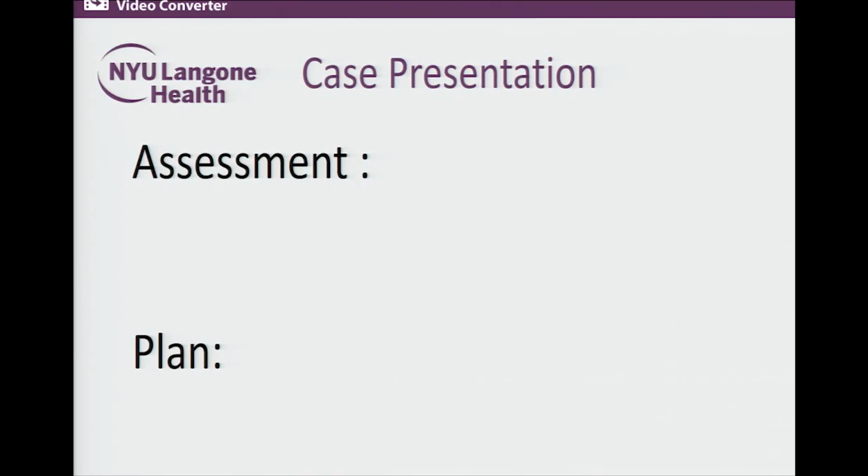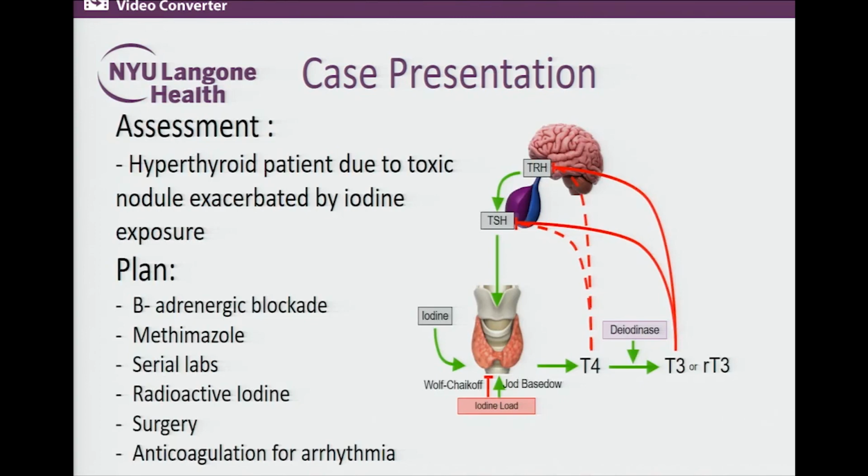And so this is frequently how we talk to each other. We say, what's your assessment? Meaning, when you look at this patient, what is going on? What is happening? And then secondly, we talk about what we're going to do about it, the plan, okay? And so our assessment of this patient was that this patient had hyperthyroidism, and it's due to a toxic nodule. It was likely caused by an exacerbation with iodine exposure when this patient got the CT scan with iodinated contrast. It was complicated by the fact that the patient had cardiac symptoms, meaning that the patient had atrial fibrillation.